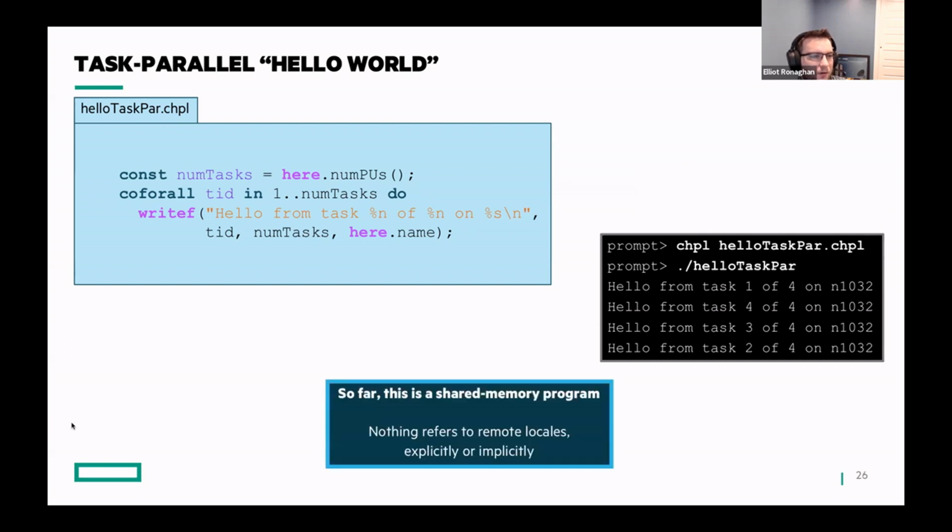And a really important thing to note here is that so far this is a shared memory program. There's nothing in this that refers to remote locales either explicitly or implicitly. And in Chapel, we have distinct concepts for parallelism and locality because we believe that they're both distinct and important to be able to program to separately.